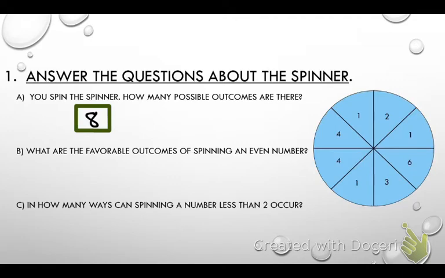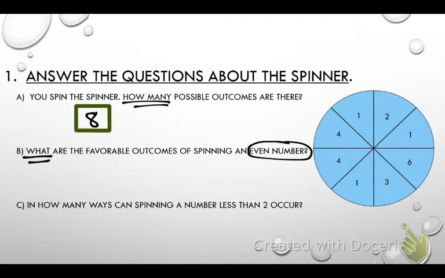Next, it says, what are the favorable outcomes of spinning an even number? This question is asking what are the outcomes. If you look back here on number 1, it said how many. When we see how many, we know that we want a number there. But now it's saying, what are the favorable outcomes of spinning an even number? Let me have everyone circle even number. Remember, even numbers are 0, 2, 4, 6, or 8. Okay, something that ends in those numbers.